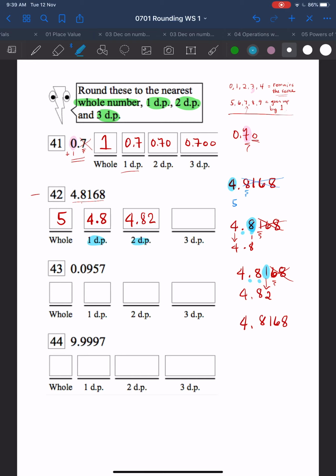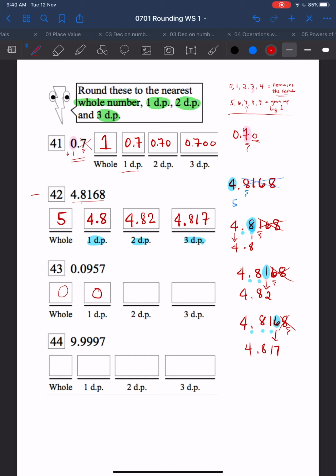And let's do the last one from 8168. It says round to 3 dp. Decimal point, 1, 2. That's the third place value after the decimal point. The next digit is 8. And which one are we using? This one, 8. It goes up by 1. So that means 6 now becomes 7. This disappears and everything before it is just copied down. So the answer here is 4.817.